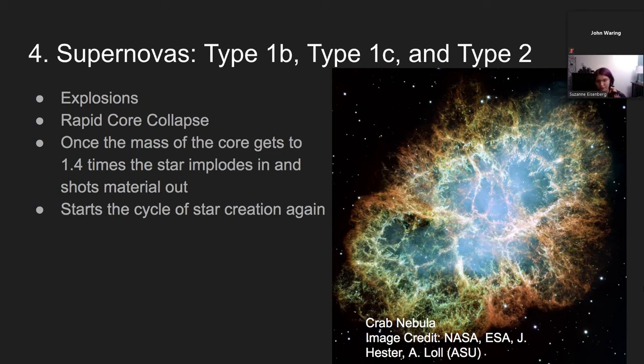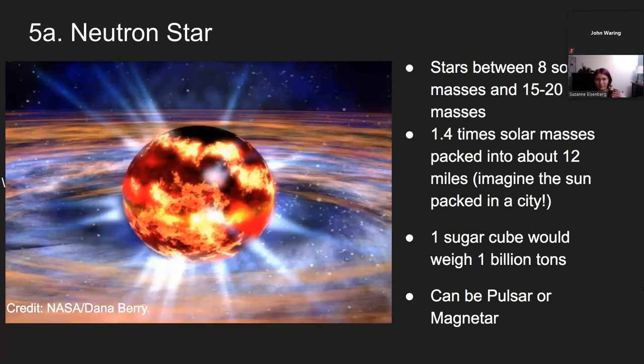So supernovas are the fourth part of the high mass cycle, and they're actually kind of a way that the cycle repeats itself, because when the supernova happens, it spits out a whole bunch of new material, which leads to the formation of more stars and more planets. So the fifth step can happen in one of two ways.